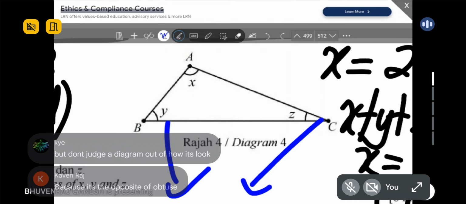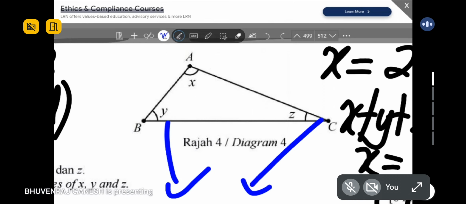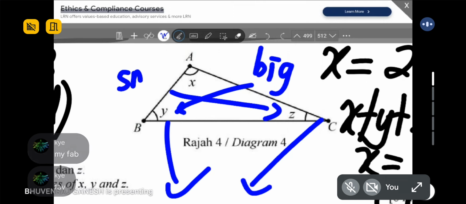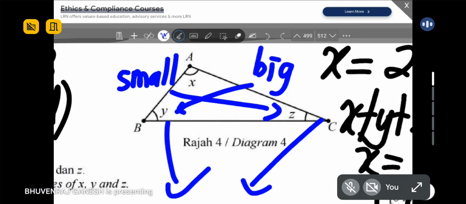Yes, because it's the opposite of obtuse. Can also? Yes. Okay, one more thing. If you guys still remember your Form 4 Chapter 9, solution of triangle, penyelesaian segitiga. So you compare and see the opposite side and opposite angle. So guys, AC is big, right? If you compare to AB, correct? Based on the diagram, AC ni lebih panjang daripada AB.